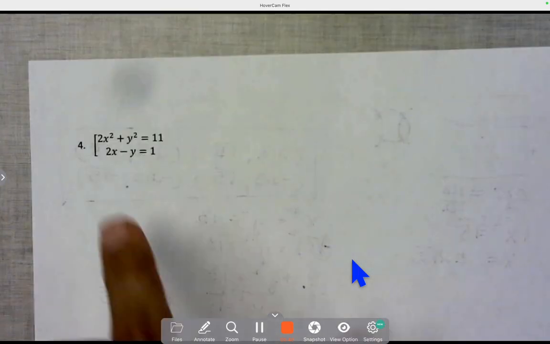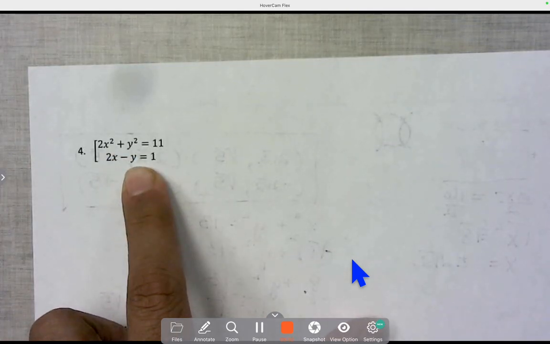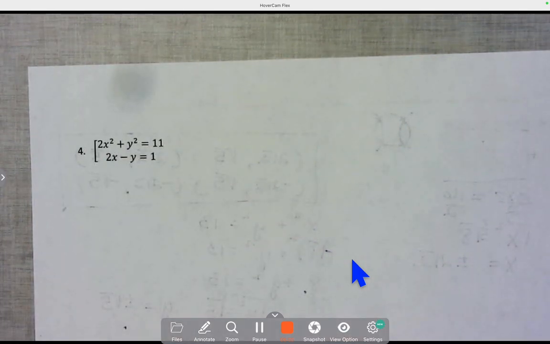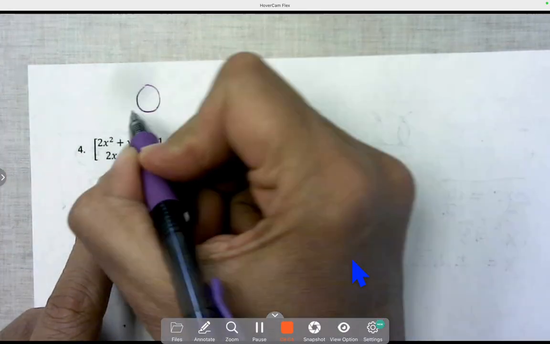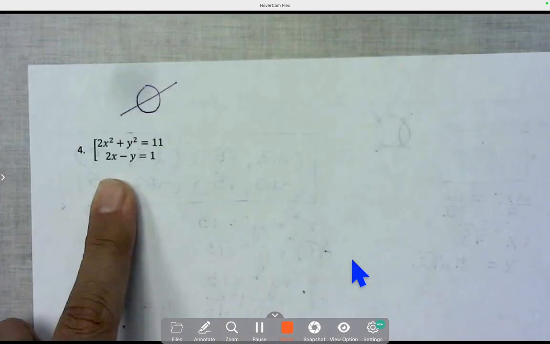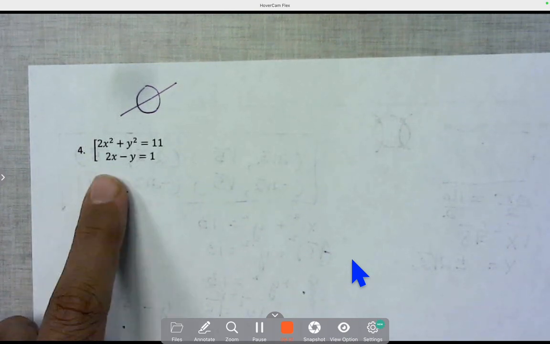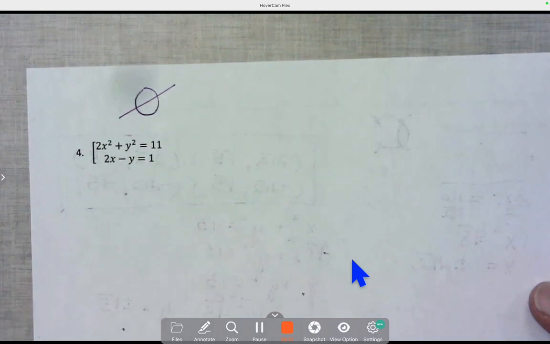On number 4, you have a circle, and 2x minus y equals 1 is linear. When I tell you to critically think about these problems, look at it and see what's the most amount of solutions you can get with, let's say, a circle and a line. 2. So you can't have 3 or 4. That's not possible. Okay? So when they're not the same type, you use substitution.